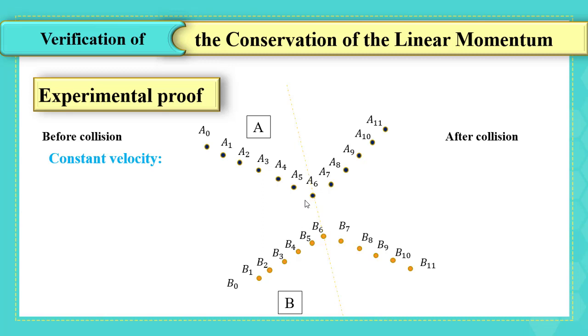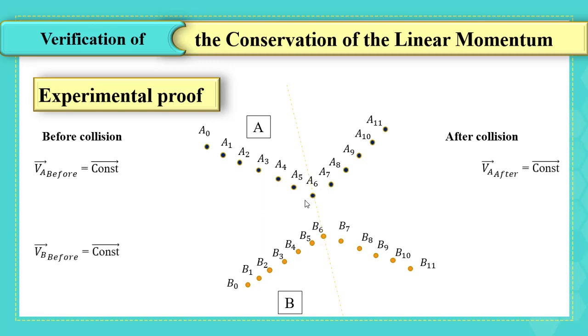Perfect. It is considered constant when it conserves same magnitude and same direction. Then, is the velocity of A constant before collision? Is it constant for B also before collision? After collision, is the velocity constant for A or even for B? Yes, it is. What is the purpose then?